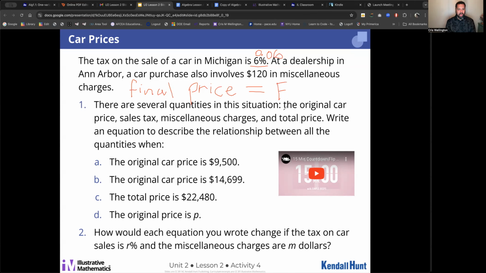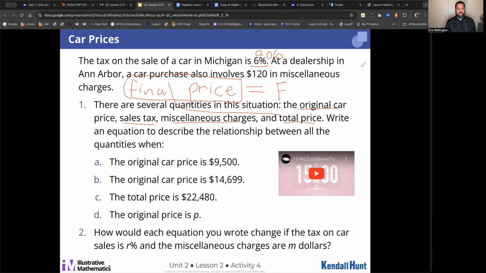All right, and what other information do we need to gather? See how I'm planning my problem before I start working on a solution. You have an original price to worry about, a sales tax, the other charges, and the total price. Total price is what I call final price. Total price, final price, same thing.